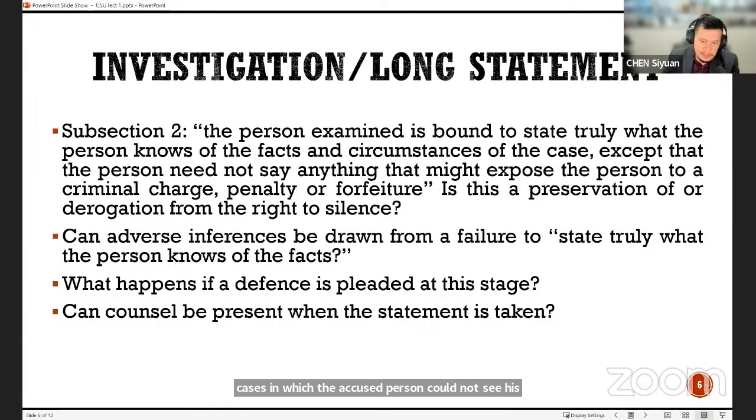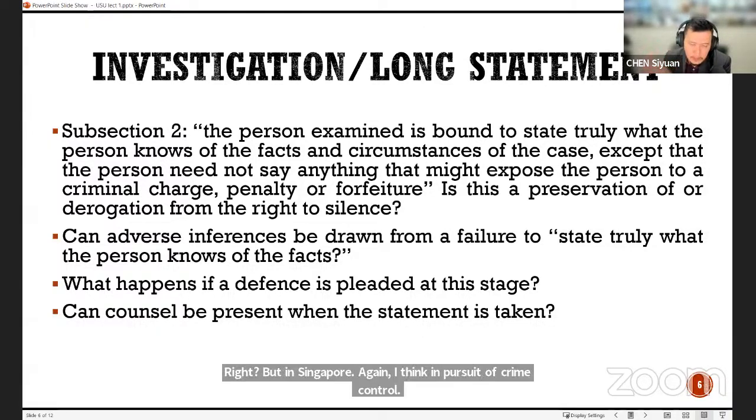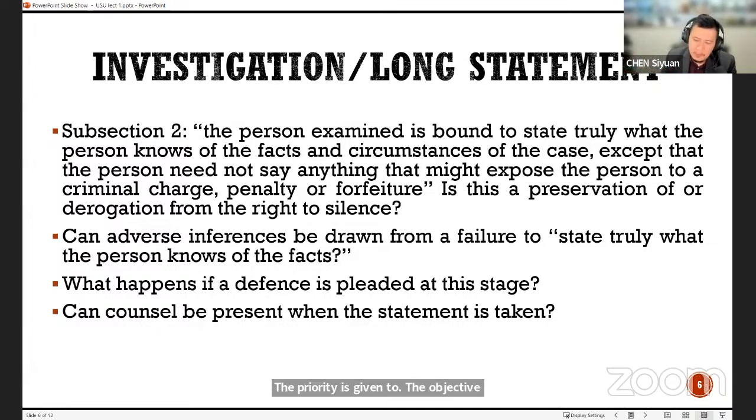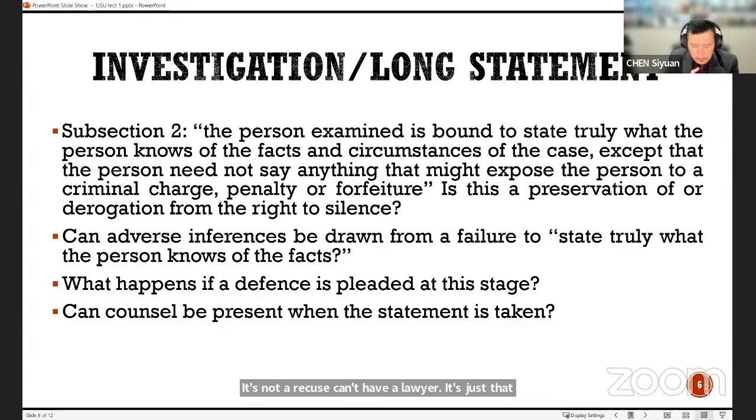Okay, so in other common law jurisdictions, I wouldn't say unthinkable, but certainly very rare, right? But in Singapore, again, I think in pursuit of crime control, the priority is given to the objective of crime control rather than we need to protect the accused. We need to give the accused due process. It's not that the accused can't have a lawyer. It's just that you can't see the lawyer immediately. But what this also means is that the accused will be giving statements to the authorities without a lawyer.